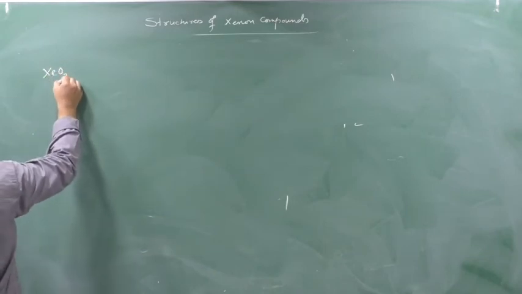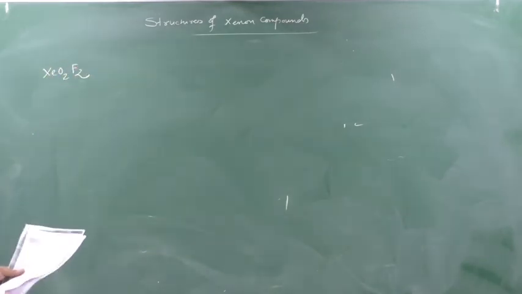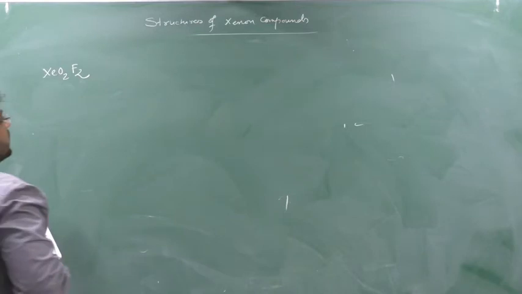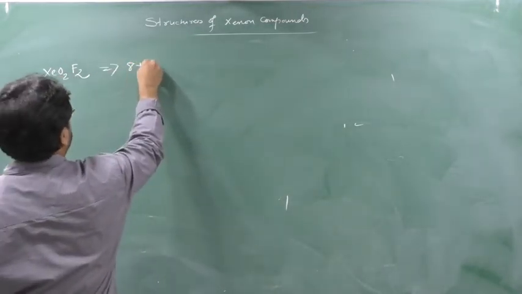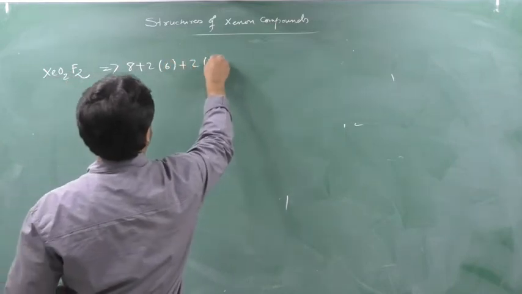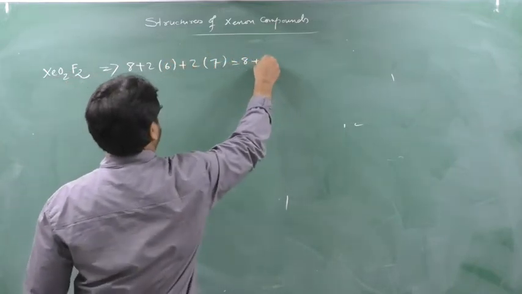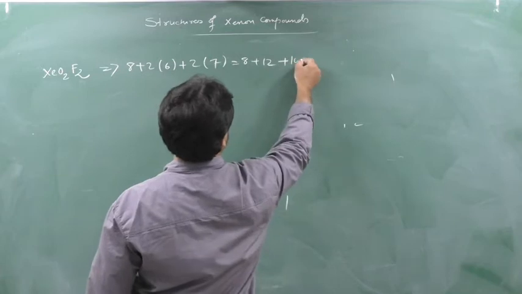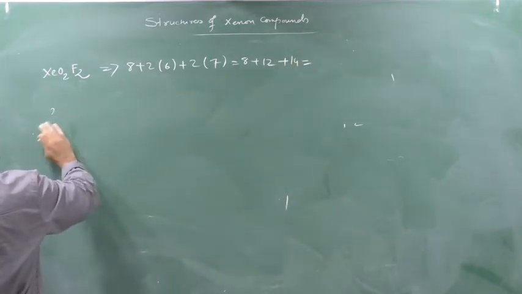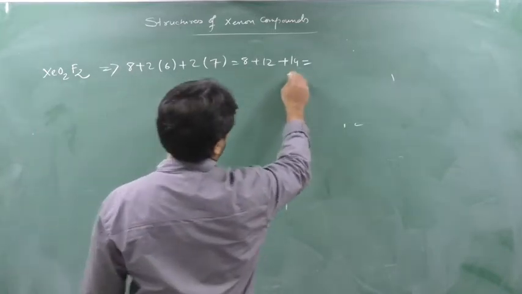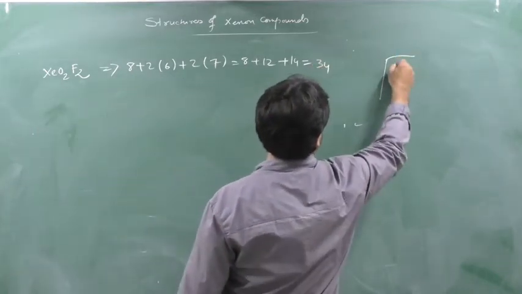Next we will go to XeO2F2. Now how to remember this? See here, first we will see the hybridization. Xenon means 8, 2 into 6, 2 into 7. So 8 plus 12 plus 14. So 14 plus 12 means 26, 12 plus 8 is 20, plus 14 is 34. So here 34 will come.